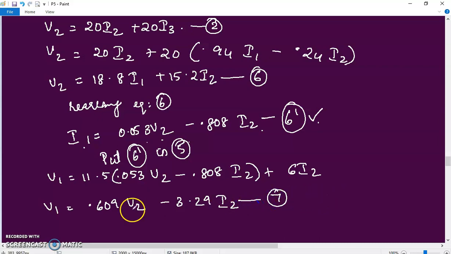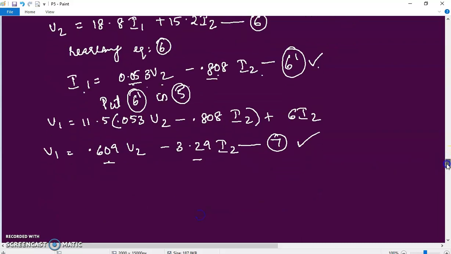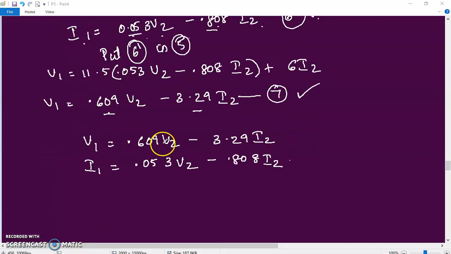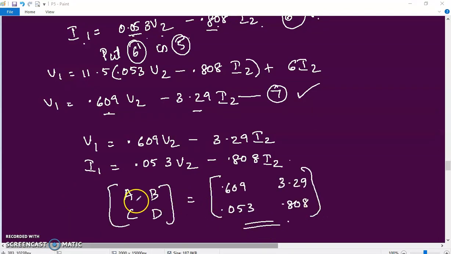This is in terms of V1, V2 and I2. So this is similar to equation number 1 of the ABCD parameter. So we can write the ABCD parameters. This is A, B, C and D. So I will rewrite both equations once more. The other two ABCD parameters we got from the above network. So now let us write the ABCD parameters in matrix form. So this is the ABCD parameter for the above network.